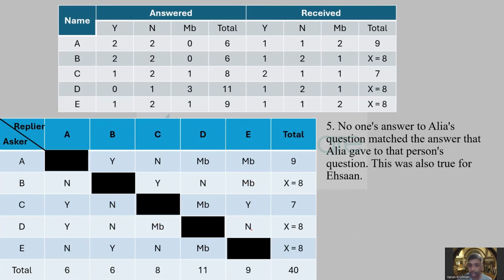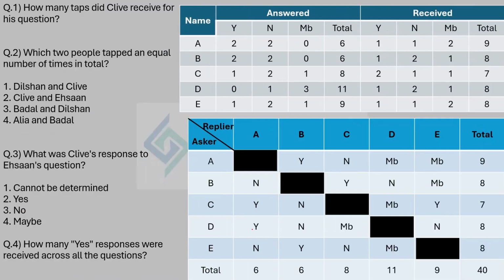Let's look at the questions. Question 1 is how many taps did Clive receive? Clive has received 7 taps, so the answer for question 1 will be 7. Which 2 people tapped an equal number of times? Tap means answered. Answering an equal number of times is Alia and Badal, so option 4 will be the correct answer for question 2. Question 3 is what was Clive's response to Ehsaan's question? He is answering no to Ehsaan's question, so no is the correct answer for this.